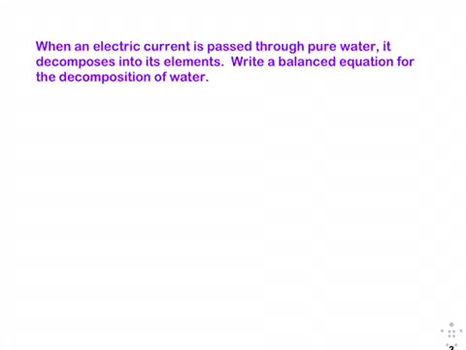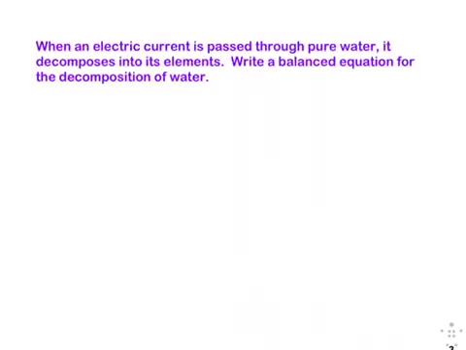So for this example, when an electric current is passed through pure water, it decomposes into its elements. Write the balanced equation for the decomposition of water. So why don't you give this one a whirl on your own here. All right, what did we get here? You can just give me the skeleton one.